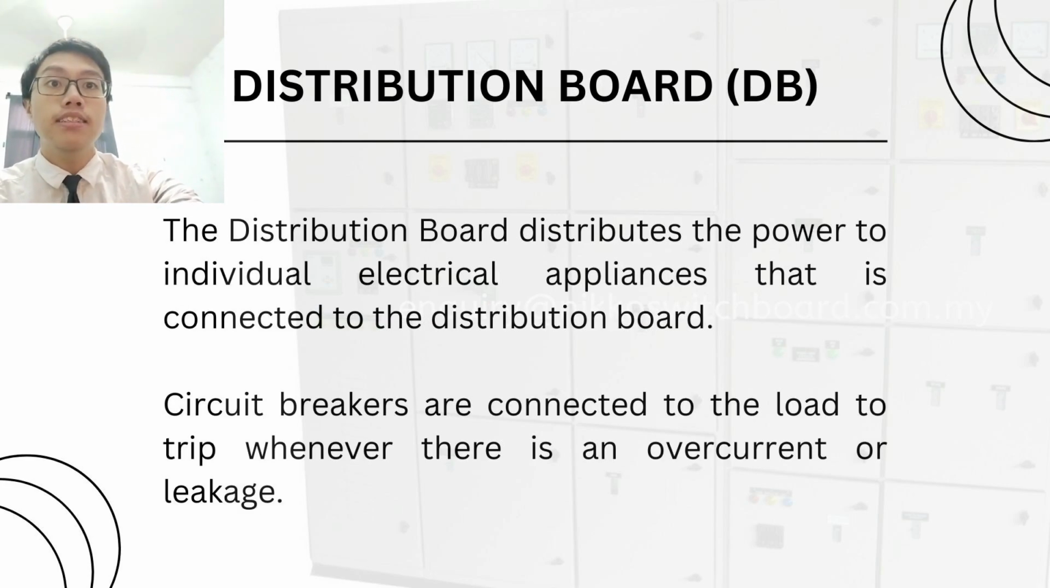And then there's the distribution board, DB. The DB receives input directly from the SSB and then distributes the power to the load. Circuit breakers are often connected to distribution boards to trip whenever there's an overcurrent or whenever there's a current leakage.